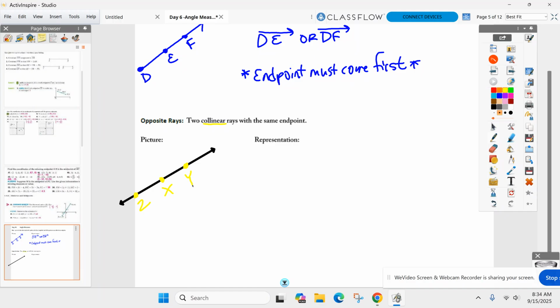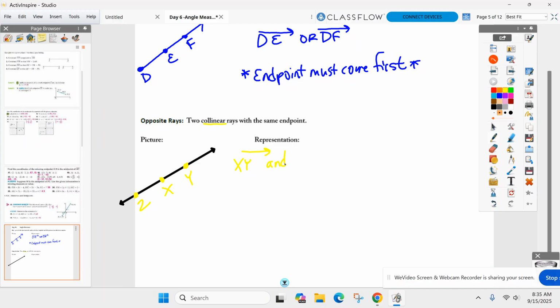In my diagram there are two opposite rays. They're on the same line, and they have the same endpoint. I see a bunch of rays, but I see two that are opposite because they share the same endpoint and go in opposite directions. I'll give you one of them, you give me the other. I'll start here with ray XY. There is another ray that is opposite XY. Make sure you name it appropriately.